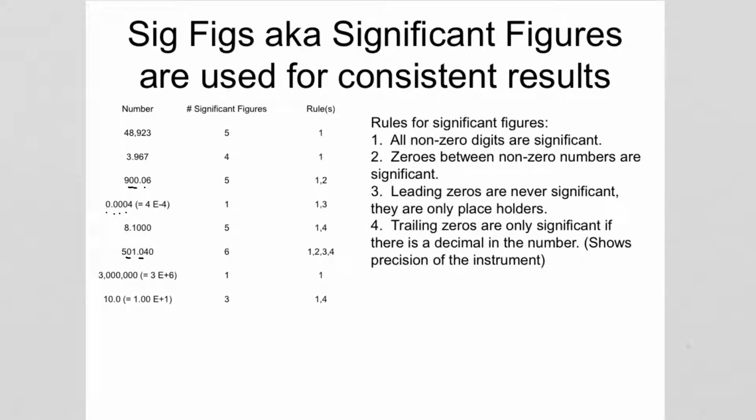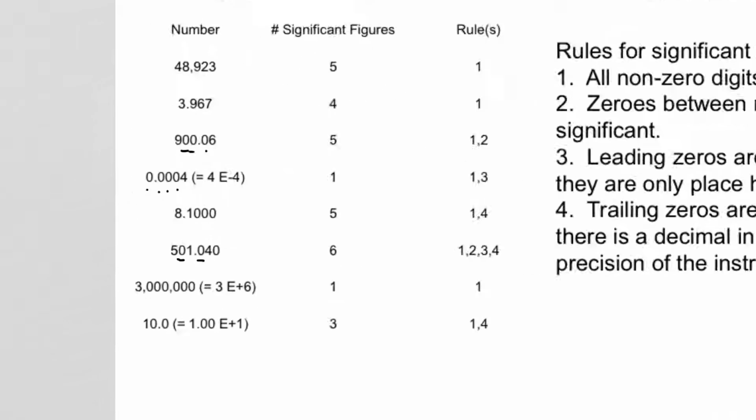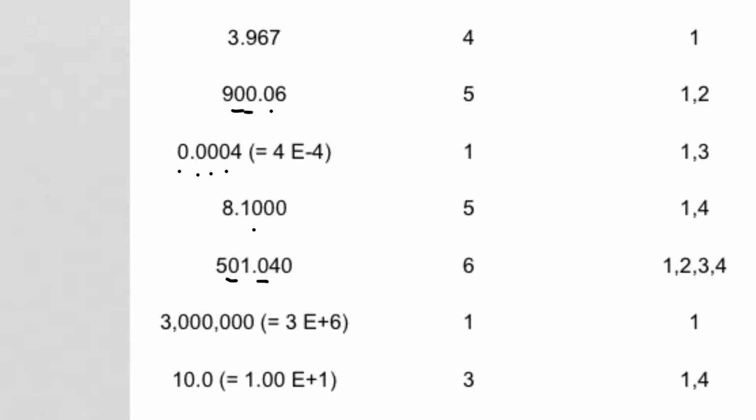Trailing zeros are only significant if there's a decimal. Again, this shows the precision of the instrument. So at the end, this would be on a very precise scale that measures to the 10,000ths place. Unlike if it just said 8.1, that would be a very low precision scale, something you might have in your house. Again, this 0 at the end is significant. It's showing how precise that measurement was. Again, 10.0 at the end.